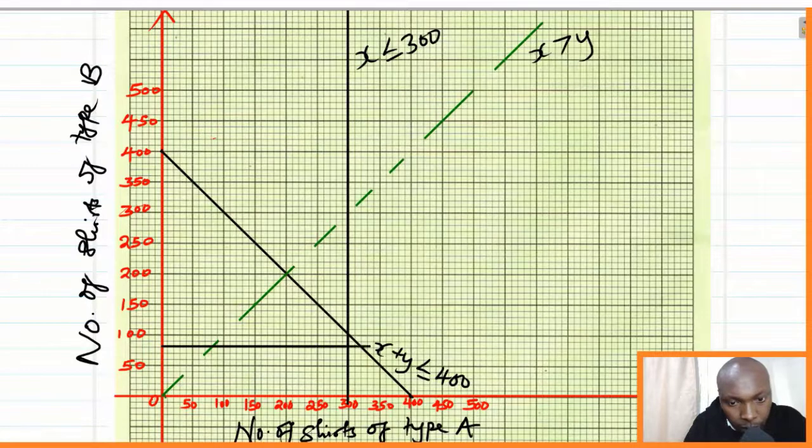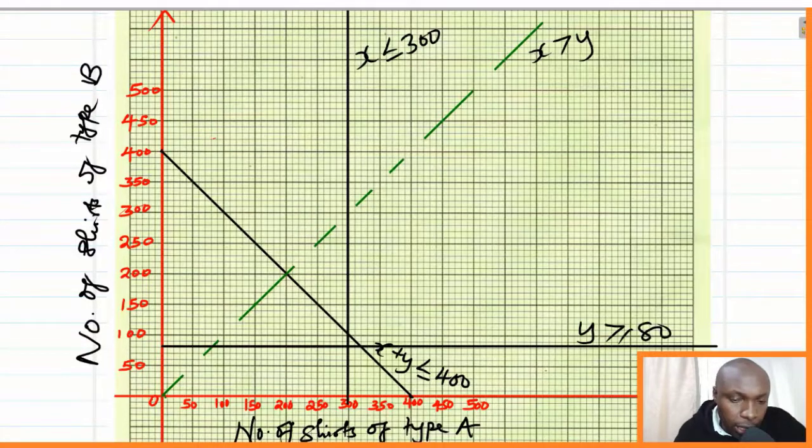So the line should pass through that point. That is where it should pass. That is 60, 70, 80. So this is the line, y is greater than or equal to 80. Now after drawing all the lines, it is important to shade, to know the side that you're going to shade.